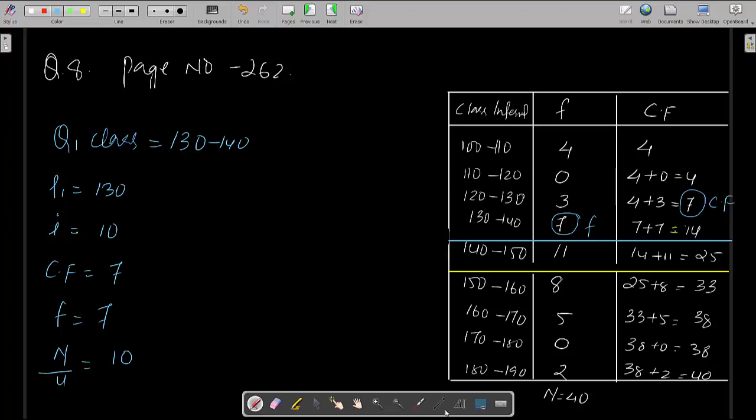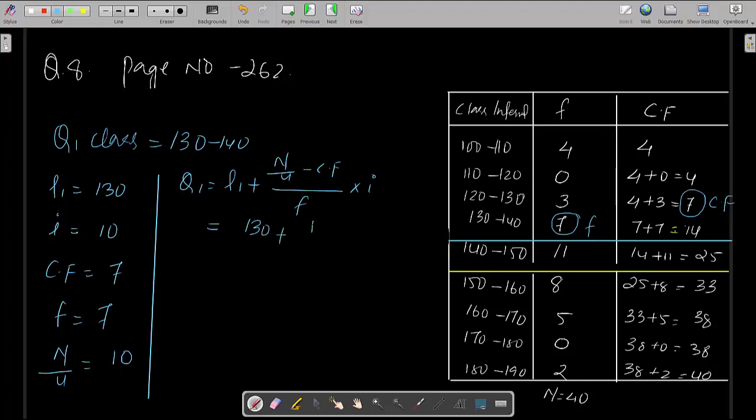Now let's put this in a formula. Okay, so how do we find Q1? Q1 is equal to L1 plus n by 4 minus CF by F into I. So L1 is equal to 130, n by 4 is 10, minus CF is 7, by F is 7, into I is 10. So here 130 plus 3 by 7 into 10.